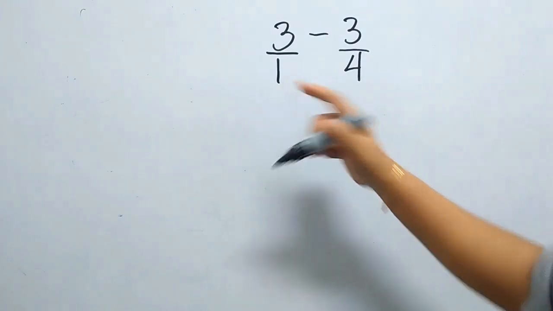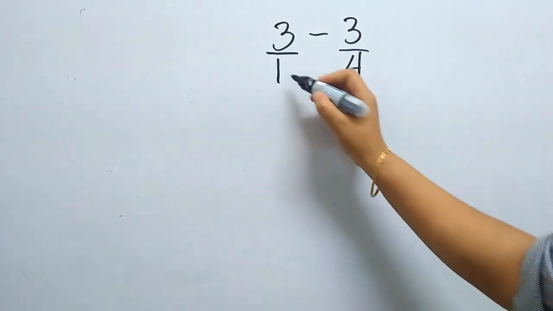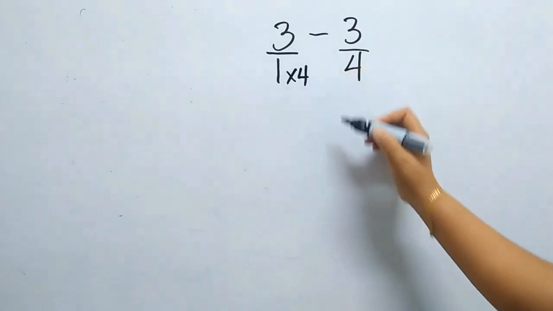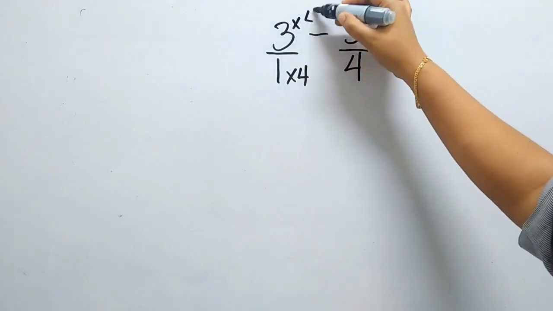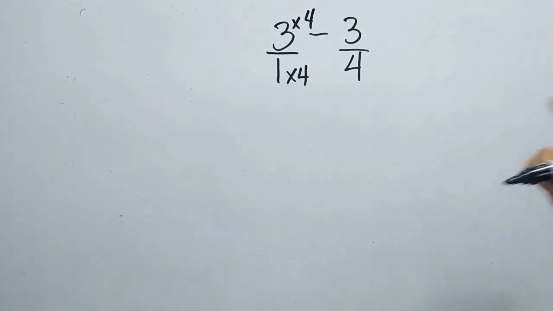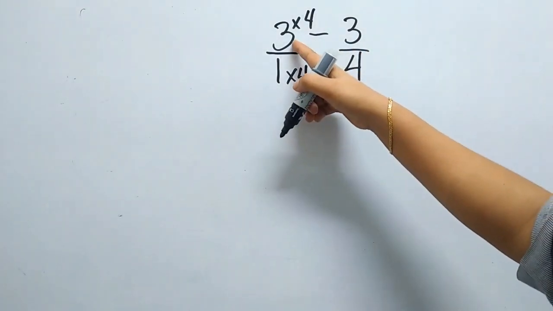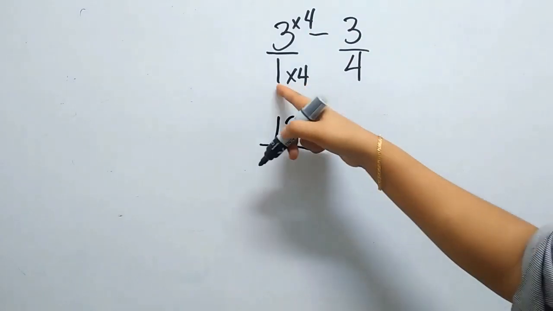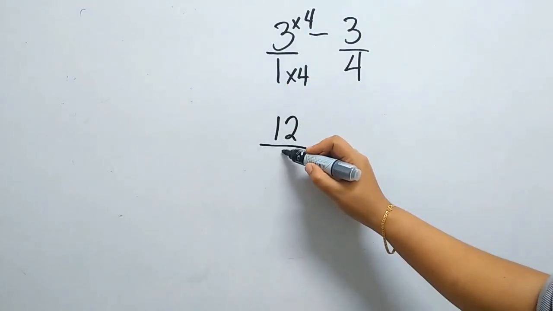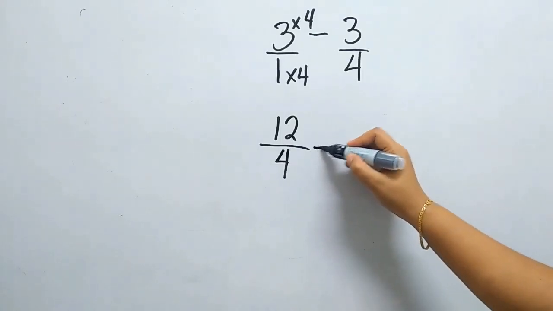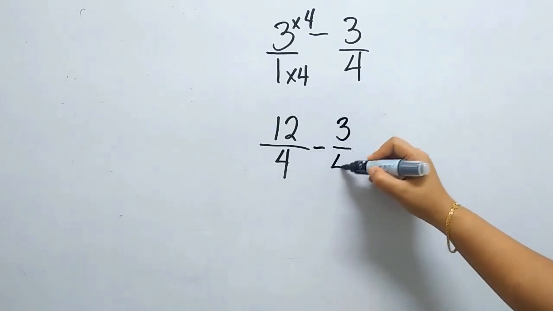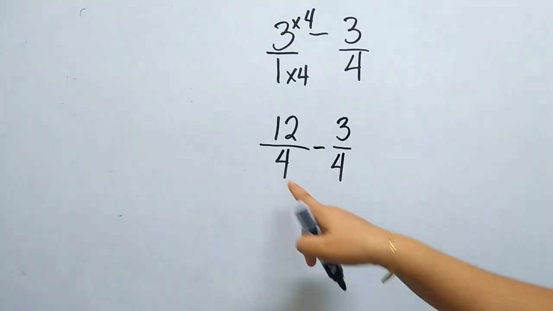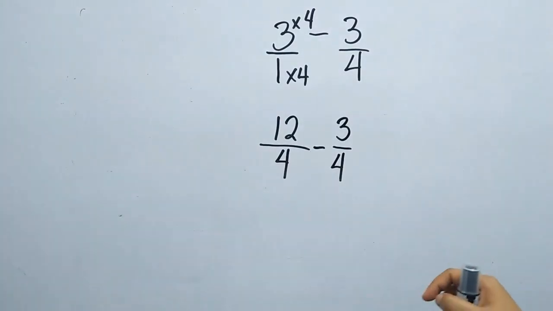What we are going to do? Very good. Multiply by 4. Same also to the numerator. So let's multiply the numerators. 3 times 4 is 12. 1 times 4 is 4. Then just copy 3/4. So we have the denominators same equals 4. So we are able to subtract.